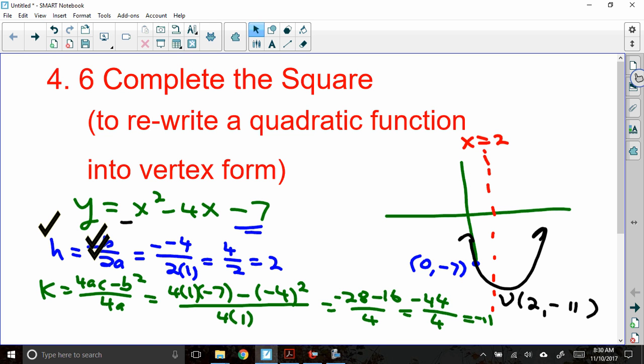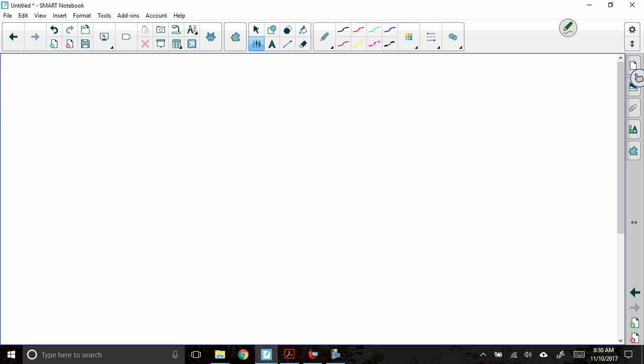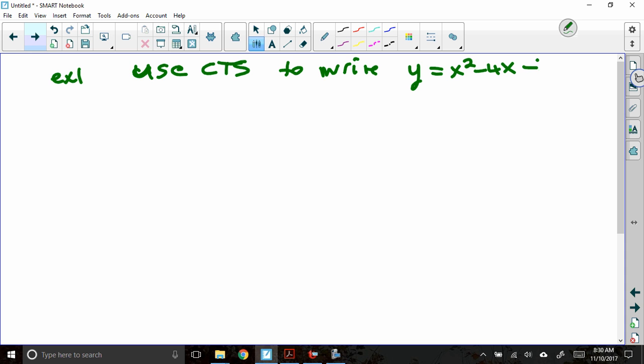So like I said, I need shin guards and knee pads and protective clothing, maybe even a motorcycle helmet and shoulder pads. You're going to be really mad when you see how easy this is. You ready? So check this out. Example 1. Use completing the square to write y equals x squared minus 4x minus 7 into vertex form.